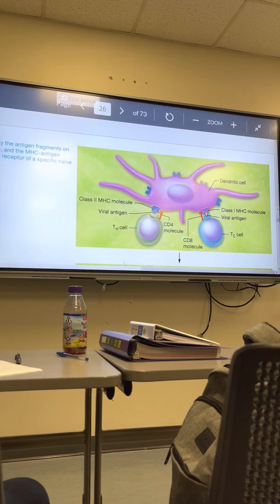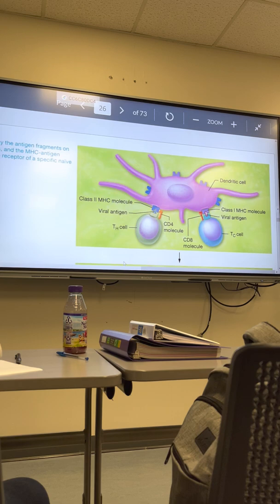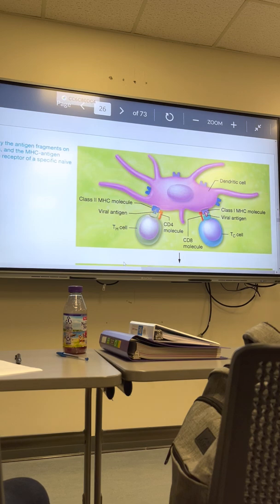So, quick question. Can dendritic cells potentially activate both helper T cells and cytotoxic T cells? Yes. Can they do both? How about monocytes? Can they do both? Yes. Monocyte macrophages? Yes, because they're also antigen presenting cells. Could epithelial cells activate both?